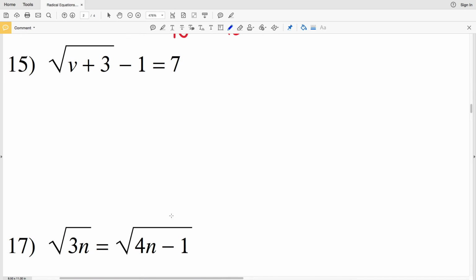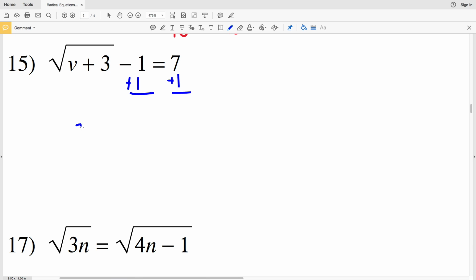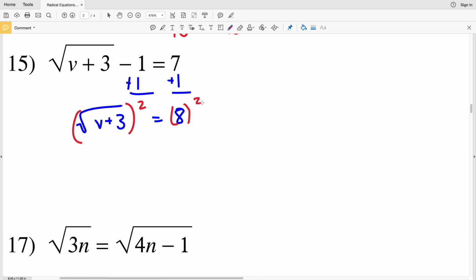Number 15, the square root of v plus 3 minus 1 equals 7. We're going to start by adding 1 to both sides to get the radical by itself. So the square root of v plus 3 is going to be equal to 7 plus 1, which is 8. Now we can go ahead and square both sides. That'll leave us with v plus 3 on the left and 64 on the right. When we subtract by 3 on both sides, we get that v is equal to a positive 61 for number 15.